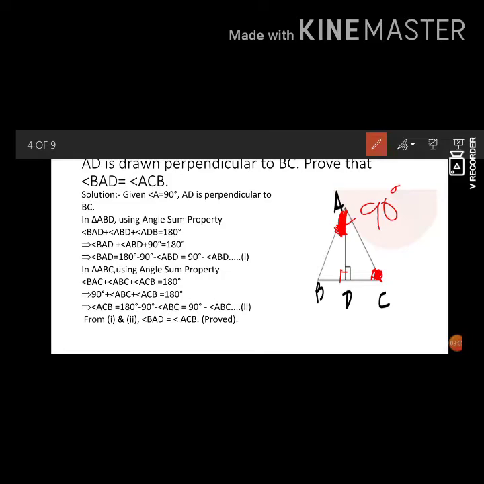Now given is angle A is 90 degrees and AD is perpendicular to BC. Now first let us consider the left triangle, that is triangle ABD. Here we are using the angle sum property. That means angle B plus angle A plus angle D is equal to 180 degrees. That is angle BAD plus ABD plus ADB is equal to 180 degrees. So we need angle BAD. So we are writing angle BAD first, then angle B, plus angle D is 90.